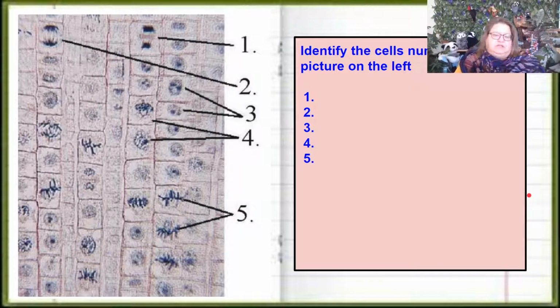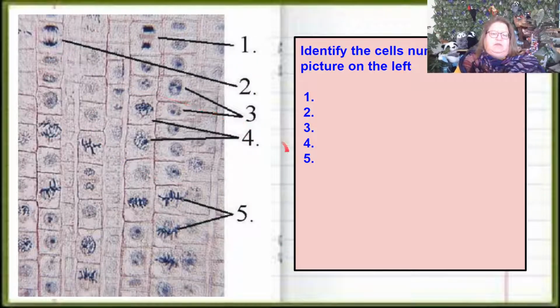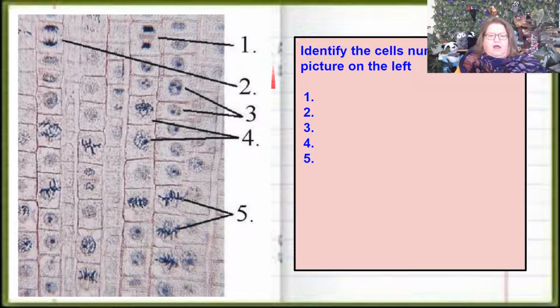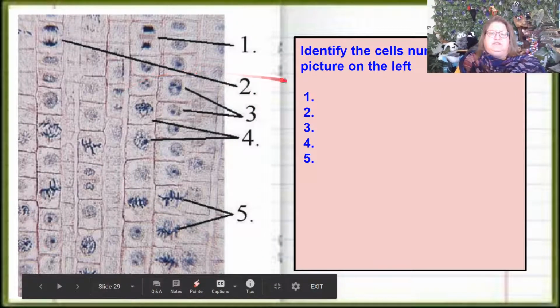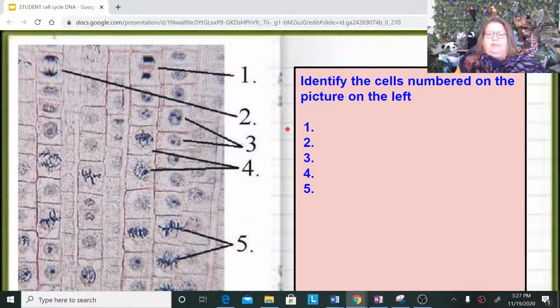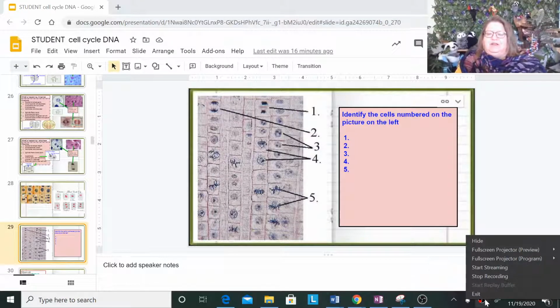Now you're going to have a chance to practice these. As you discuss with each other and talk amongst yourselves in class, you're going to then have a chance to practice these with this slide, and also the mitosis lab that you're going to do. All right. So I hope that helps clear up what happens during mitosis.